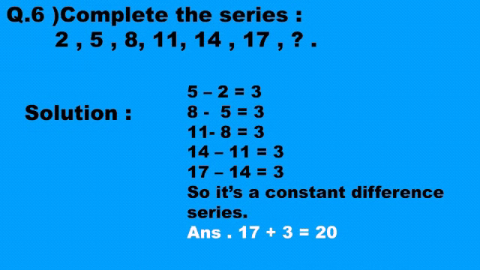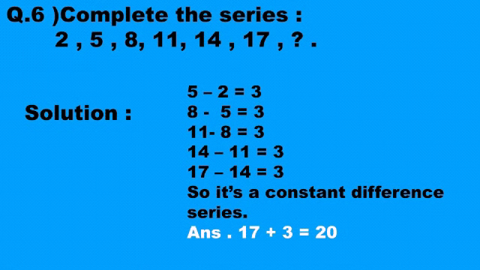Before starting the solution, first of all you have to check whether it is an increasing series or a decreasing series, or an ascending series or a descending series. So it's an increasing series. Now we have to check the gap between two numbers. If the gap is the same, then it will be called a constant difference series. If the gap between two terms is not equal, then it can be increasing, as it is an increasing series, so it can be an increasing difference series.